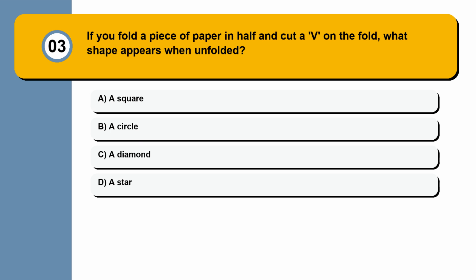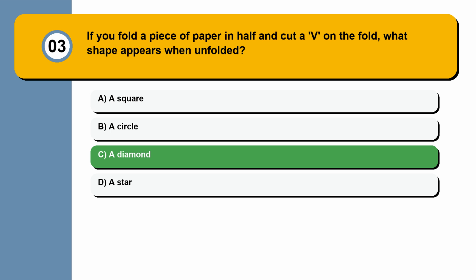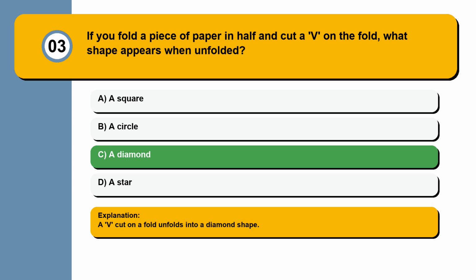Question 3. If you fold a piece of paper in half and cut a V on the fold, what shape appears when unfolded? A square, a circle, a diamond, a star. A V cut on a fold unfolds into a diamond shape.